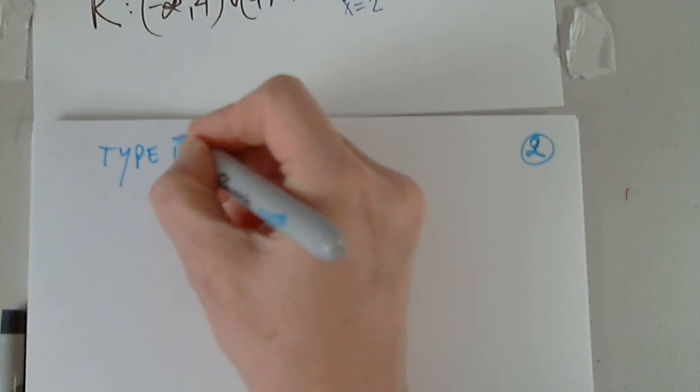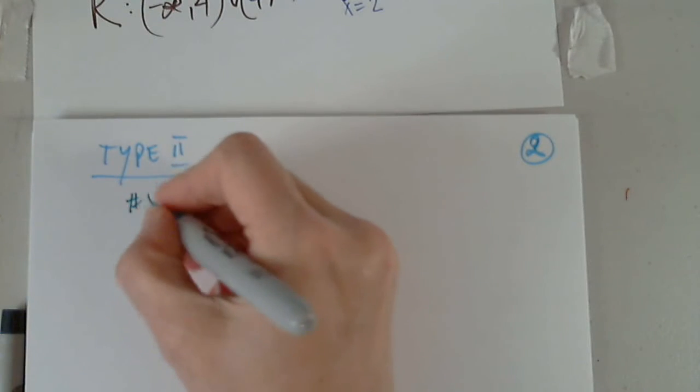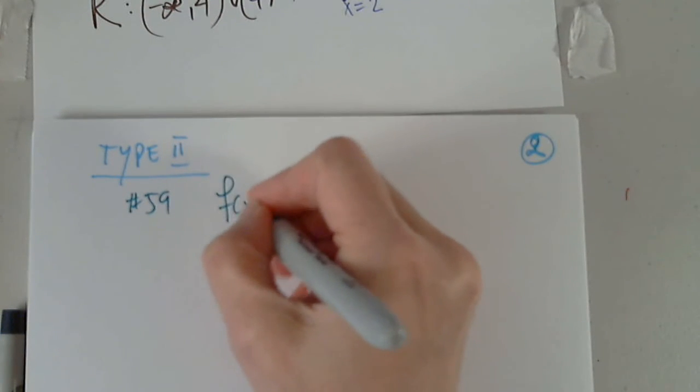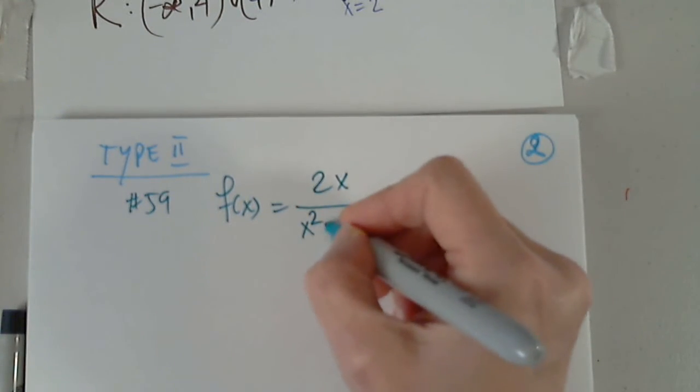Okay. Let's look at type 2. Type 2 is when the denominator has a higher degree. Can anyone choose a type 2 from 57 through 80? 59. 59 it is. Perfect. Very good. Indeed, we have f of x equals 2x over x squared minus 4.